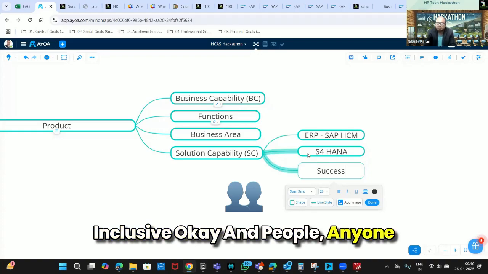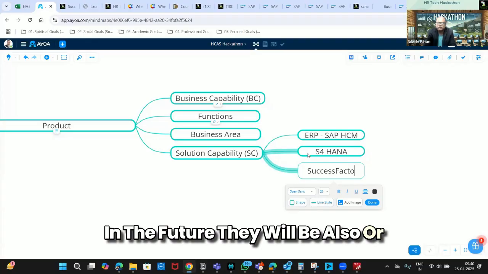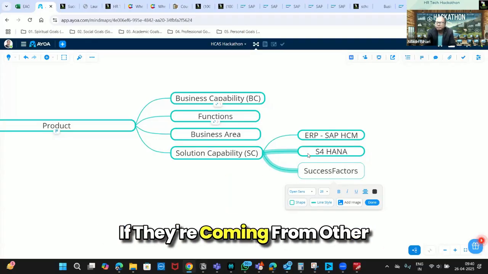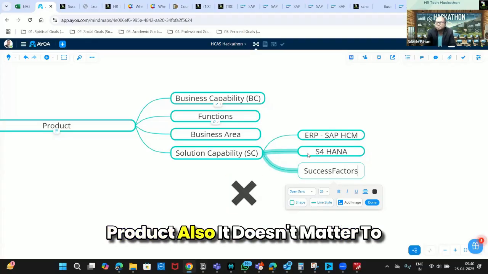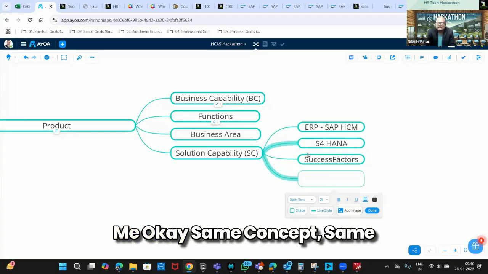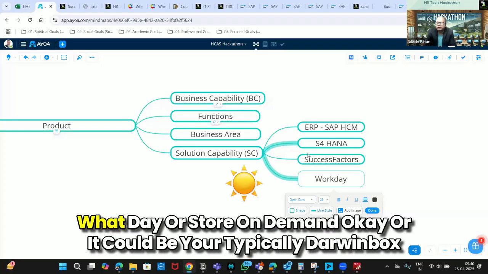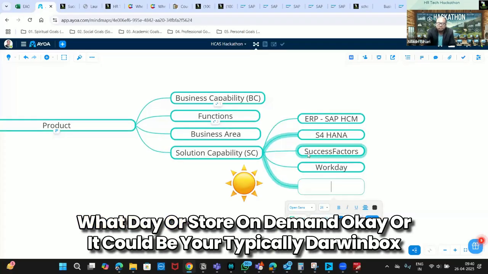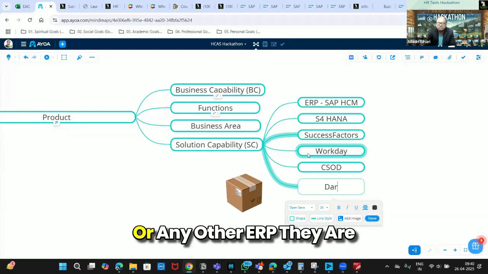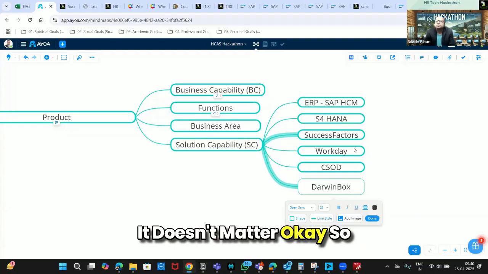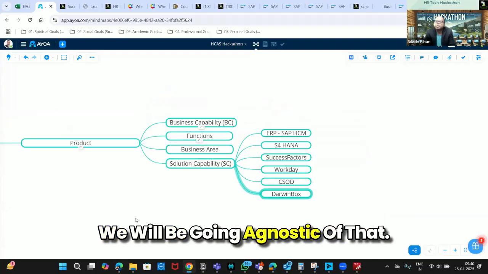Anyone in the future who will be watching these videos and is coming from another product, it doesn't matter to me. Same concept, same principle, only the way of working will be different. Whether it's Workday, SuccessFactors on demand, or Darwinbox, or any other ERP they are using, it doesn't matter. We will be going agnostic of that.